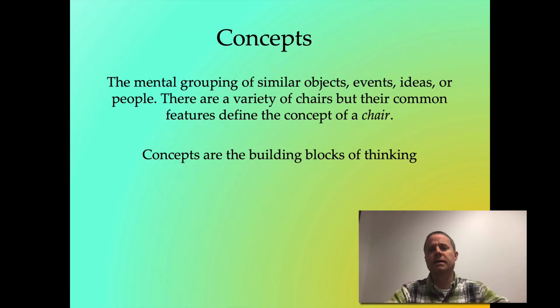So what are concepts? These are the basic building blocks of thought. They're mental groupings of similar objects. For instance, the concept of chair. There's lots of different types of chairs, shapes of chairs, color chairs, chairs made out of metal, made out of wood. They're all different, but we have one concept, which is chair. And that's what we use to think about all of those objects that are different. We think about them in the same way when we use the word chair.